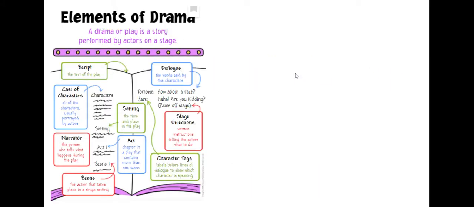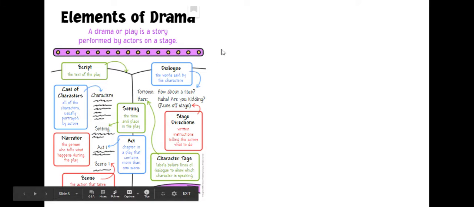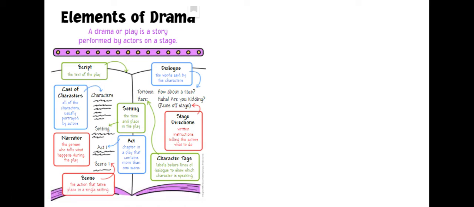So here we have our anchor chart. If you would like to take a moment, stop the video and record this down in your reading journal, that would be great. So you have the elements of drama, then you have script, dialogue, stage direction, setting, cast of characters, narrator, act, character tags, and scene. So take a moment now, just pause and write those down in your reading journal so that you have them to go back and review at a later date.